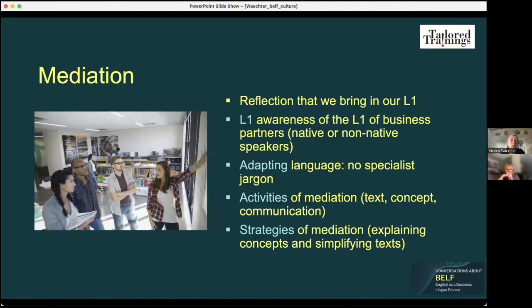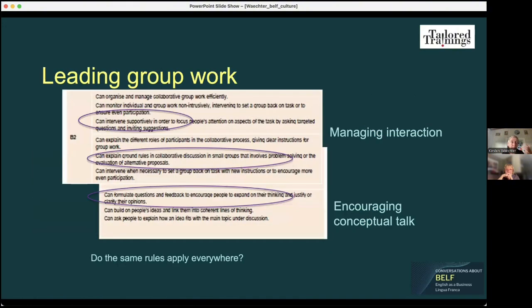So for example, what is new in the CFR was this idea of mediation, where the pluricultural and the plurilingual can be found too. So reflecting that we bring in our own L1, that we have this kind of awareness of the L1 of our business partners, and there can be native and non-native speakers, that we need to adapt language. For example, don't use too much specialist jargon if you give a presentation to non-specialists, that we have these activities of mediation, so mediating a text, mediating a concept, and so on. And these strategies of mediation, like explaining concepts, simplifying text, and so on, which is actually quite important.